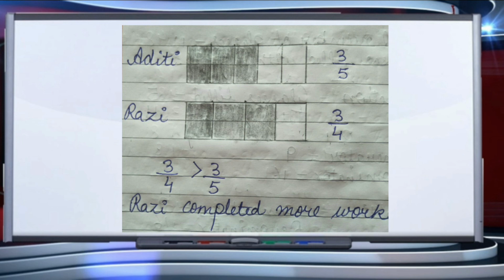Or we can say, when the numerator is the same, the fraction with smaller denominator, that means whose denominator is smaller, like 4 denominator is smaller and this fraction is greater, that means 3 by 4 is greater. So Raji completed more work.